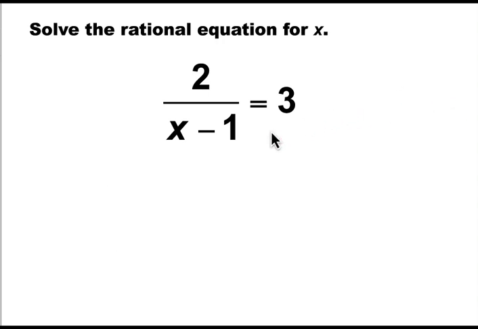Solve the rational equation for x. In this equation, you can see an expression with x in the denominator. In order to solve the equation, you need to remove x from the denominator and then solve for x.